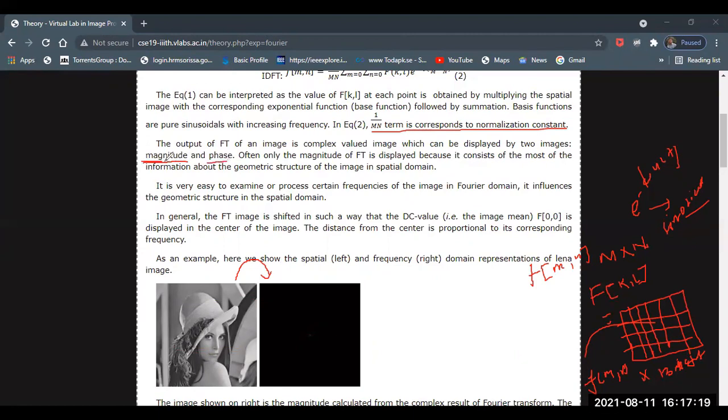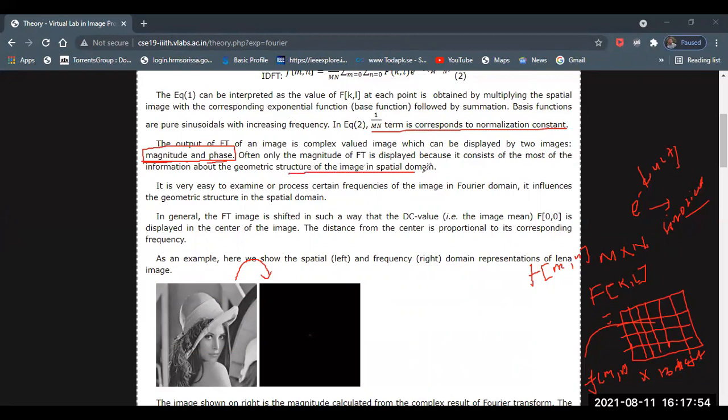Now this is a very important point. Whenever we perform FT or DFT, it converts the original image into two different types of image. One is the magnitude of the image. The second is the phase angle, or phase, of the image. Often only the magnitude of the FT is displayed because it consists of most of the information about the geometrical structure of the image in the spatial domain.